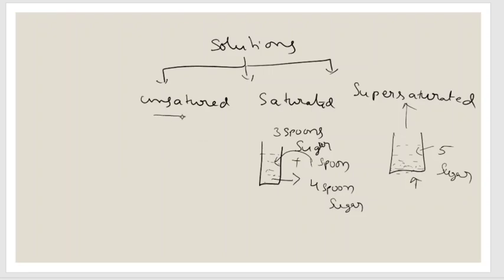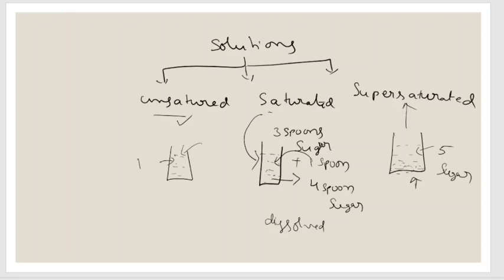Obviously, unsaturated means a lesser amount of sugar is added. Let us say 1 spoon of sugar is added in 1 glass of water, then as it is able to dissolve some more solute into it, it is called an unsaturated solution. Now listen carefully. If we consider the saturated solution, there exists equilibrium between undissolved sugar and dissolved sugar. Continuously there exists equilibrium between the ions and the associated sugar particles.